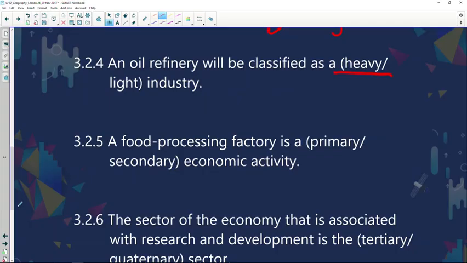Okay, a food processing factory is a primary or secondary activity, and that's definitely a secondary activity. Now, processing is taking the food and changing it into a product. Let's say, for instance, the farmer farming the crop, planting the seeds, is the primary activity. Now, we're taking the crop once it's harvested and they turn it into bread. That's food processing. That's a secondary activity taking place over here.